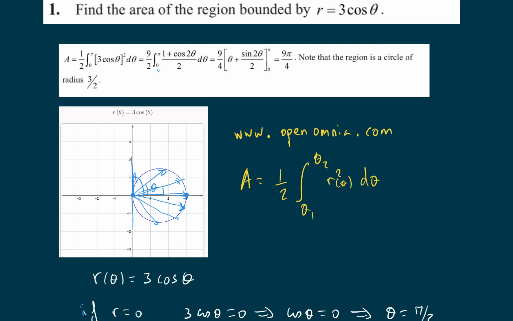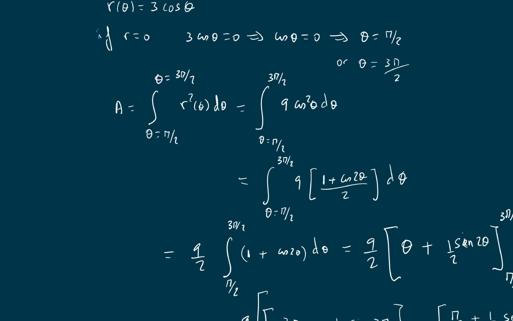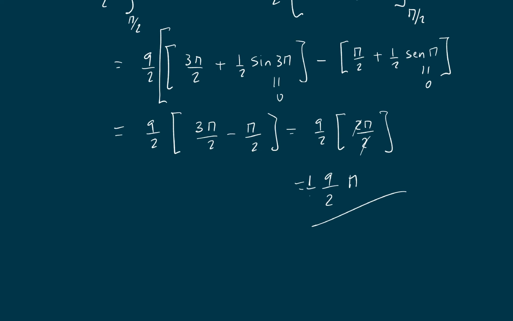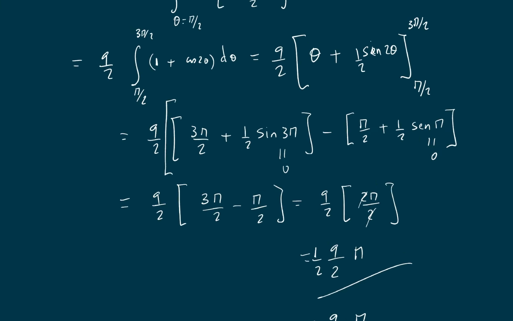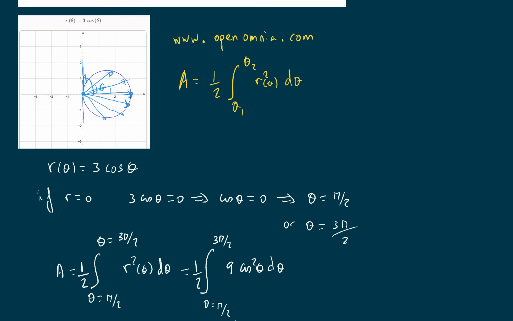No. Why? Because I forgot 1 half here. It's 1 half r squared d theta. It's 1 half, and this 1 half, I have to put it here. 1 half, and now it will be the same result, 9/4 of pi. And let me check if it's the same result that is here, 9/4 of pi.